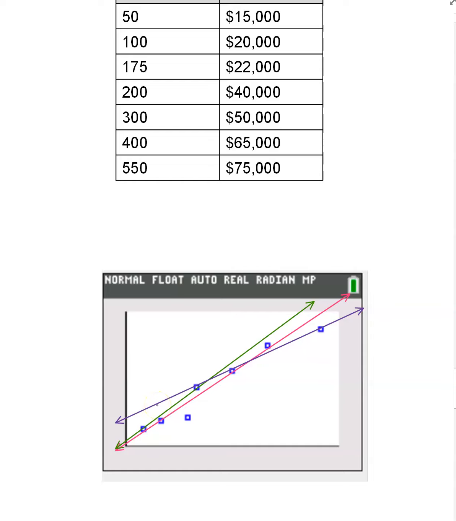So you can see that we can draw as many lines as we want to make as many points appear on it, or at least get close to it. But among these lines, we need to find the line of best fit, isn't it?